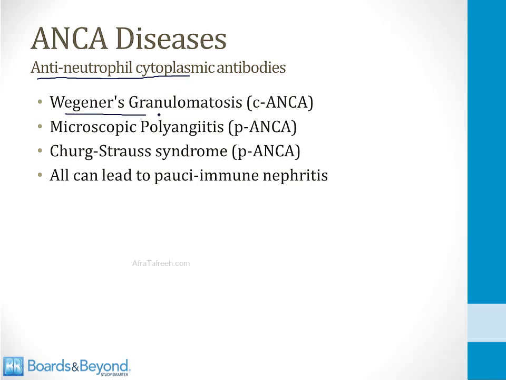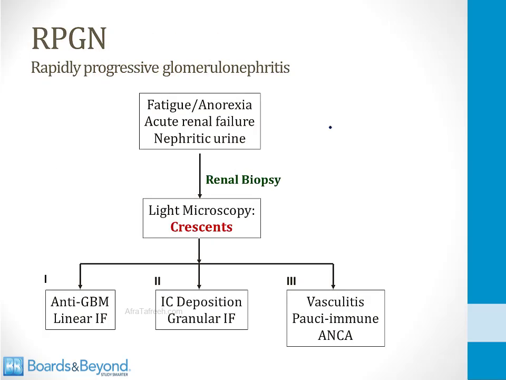These include Wegener's granulomatosis, which has C-ANCA antibodies, microscopic polyangiitis, which has P-ANCA antibodies, and the Churg-Strauss syndrome, which has P-ANCA antibodies. All of these vasculitis syndromes can lead to RPGN, and when they do, they lead to a pauci-immune finding on immunofluorescence staining. So here's a picture showing how you can keep the causes of RPGN organized in your mind. It presents, as we discussed before, and a renal biopsy will show evidence of crescents.